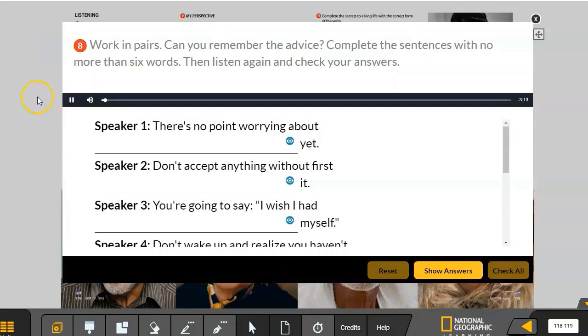Speaker 1. Don't take life too seriously. Even if things seem difficult, try to see the lighter side of life. When you really think about it, there's no point worrying about things that haven't happened yet because you only end up worrying about them twice.